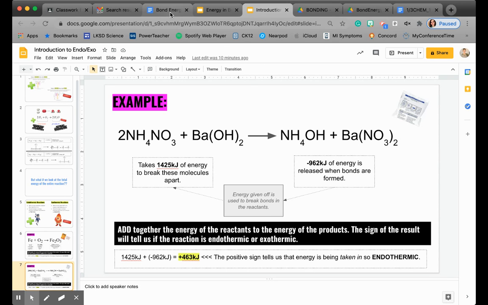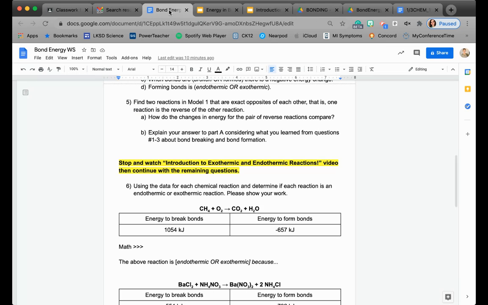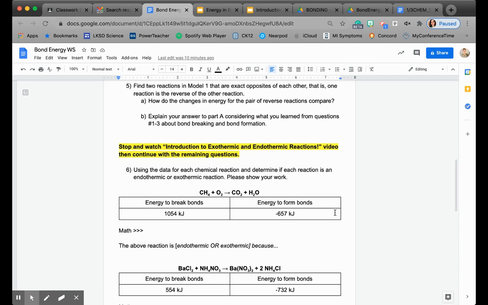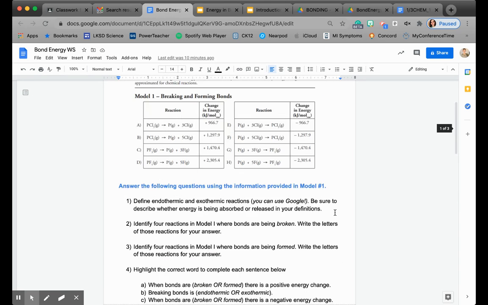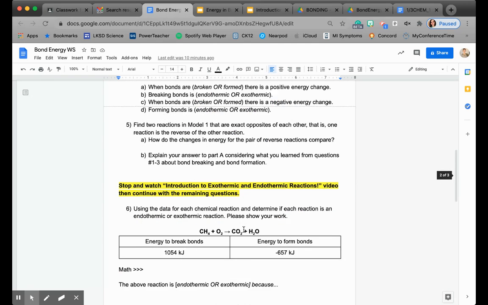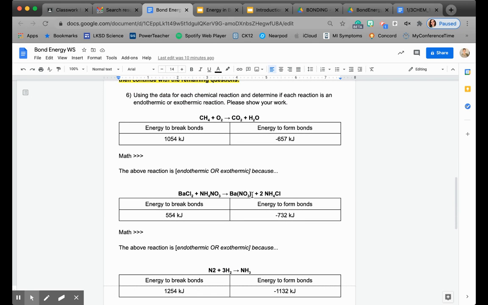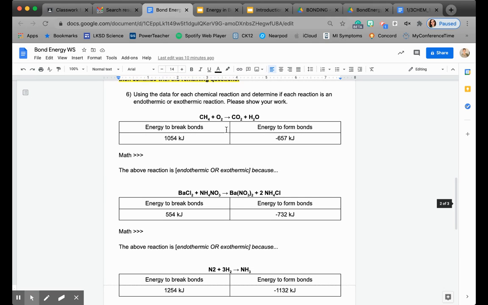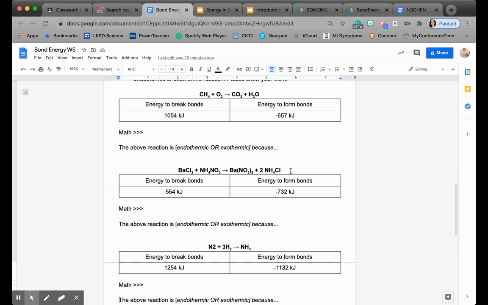Okay, so here's what your job is for the remainder of this lesson. If you go back to your bond energy worksheet, you should already have these first questions answered, and you are working on these last ones here. There are 3 examples of reactions. For each one, we've given you information about how much energy it takes to break the bonds of the reactants and how much energy it takes to form the bonds of the products. Your job is to determine if those reactions are endothermic or exothermic.